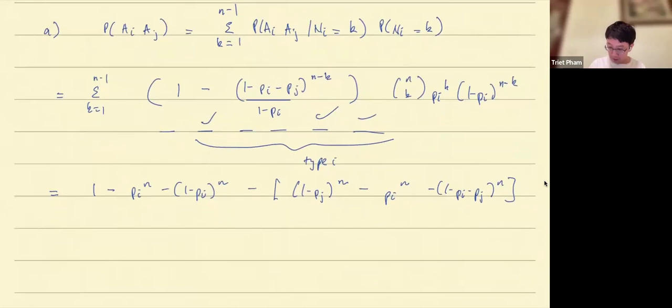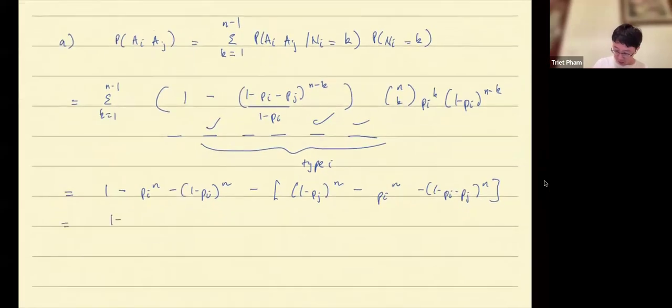And so you see that this and this cancel, and then you have subtract, plus, minus. Which is exactly the answer in part C. Any question? Okay.